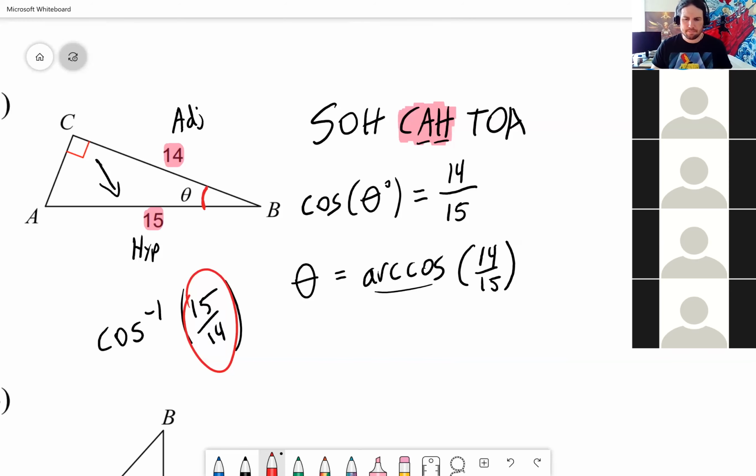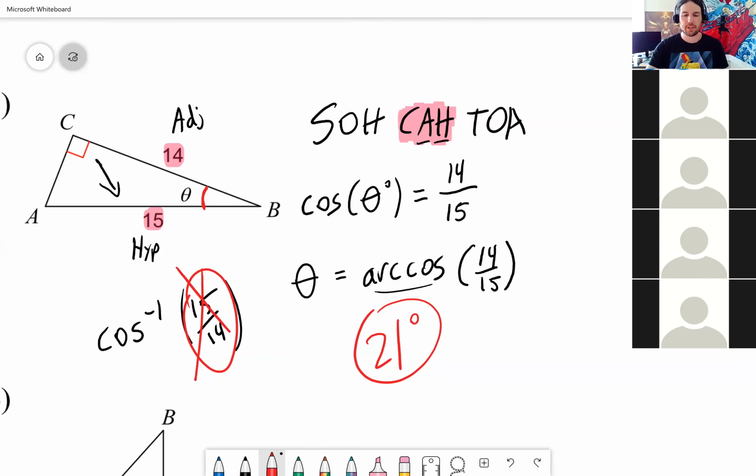Let's look at another one. So don't do 15 over 14. Oh, actually, let me do the arc cosine here. Second, cosine -1, 14 divided by 15, enter. I got approximately 21 degrees. I got 21.03 degrees, about 21 degrees.